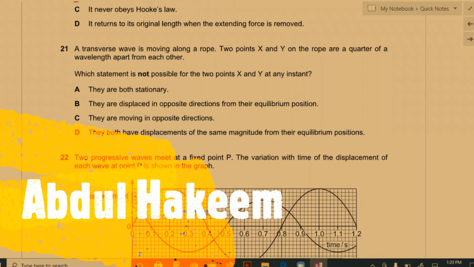Now, question number 21 is, a transverse wave is moving along the rope. Two points X and Y on the rope are a quarter of the wavelength apart from each other. Which statement is not possible for the two points X and Y at an instant? Look, this is a progressive wave. All points are moving. No point is stationary. So we have to select the wrong option. They are both stationary. No, all points are moving in a transverse wave because along the rope, the wave is traveling. So this is the wrong option. So this is the answer for this 21 question.